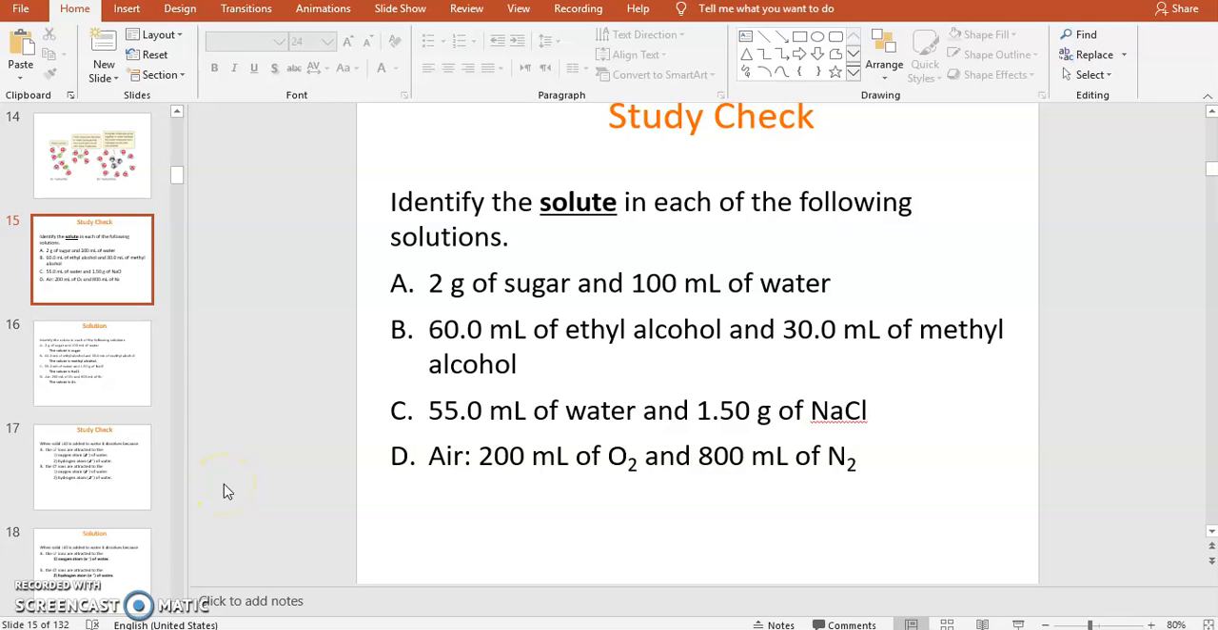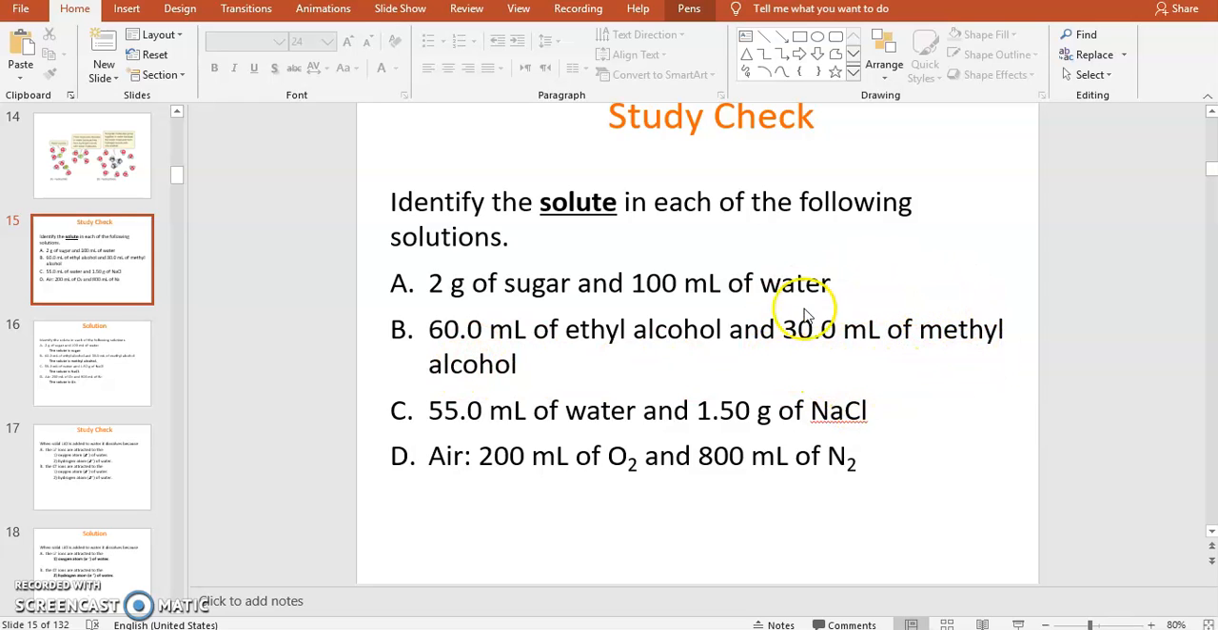So let's try to do some study checks. The first one: identify the solute in each of the following solutions. 2 grams of sugar and 100 ml of water. If we think about it, the definition of solute is the lesser amount component in a solution. So here the 2 grams are less than 100 ml, so this is the solute and that's the solvent.